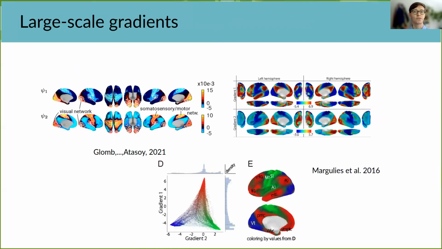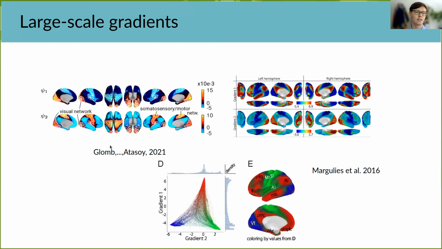So when you look at the first two functional harmonics that are shown here, you find a very large scale gradient. You have these big networks that all have similar colors, and anyone who knows anything about the functional organization of the cortex will immediately recognize these two big systems, visual and somatosensory motor networks, which are separated in this first functional harmonic and which are then similarly colored in the second functional harmonic and are in opposition to the rest of the cortex, let's say.